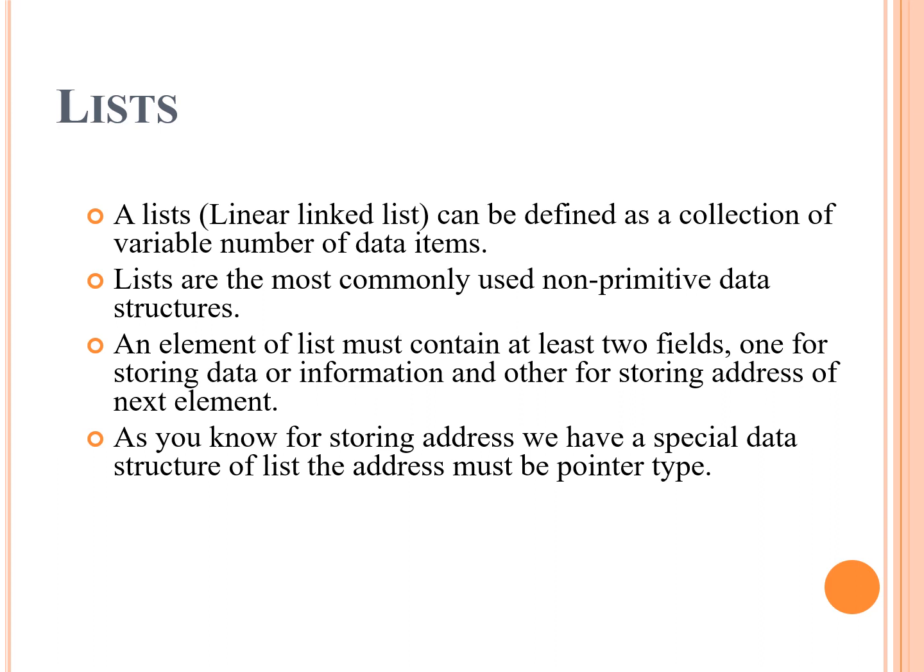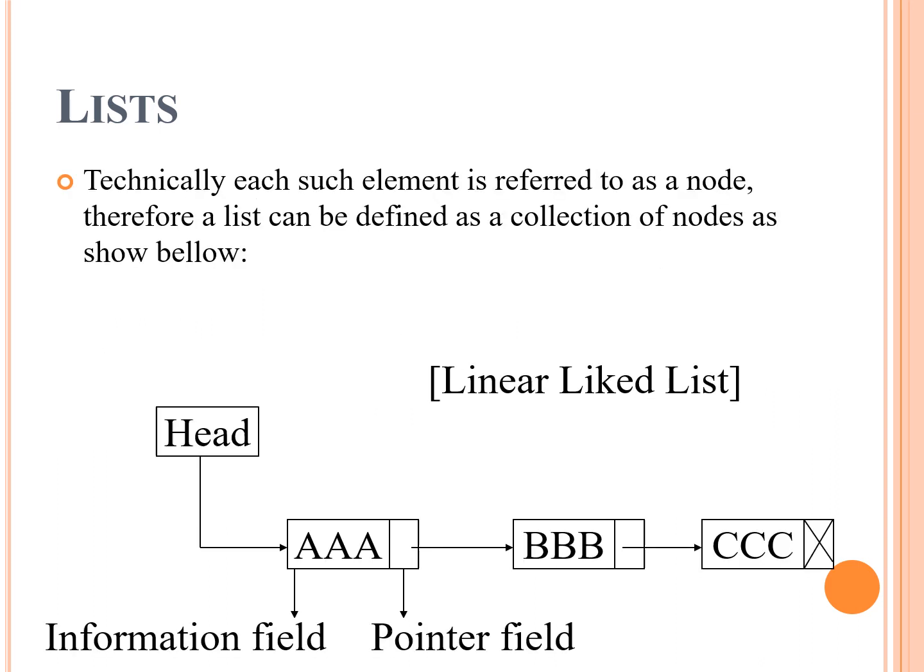An element of a list must contain at least two fields, one for the information part and the other for storing the address of the next element. If your list doesn't have a next element, then you can write a cross or null symbol in the link part. As you know, for storing an address we have a special data type, so the address must be of pointer type.